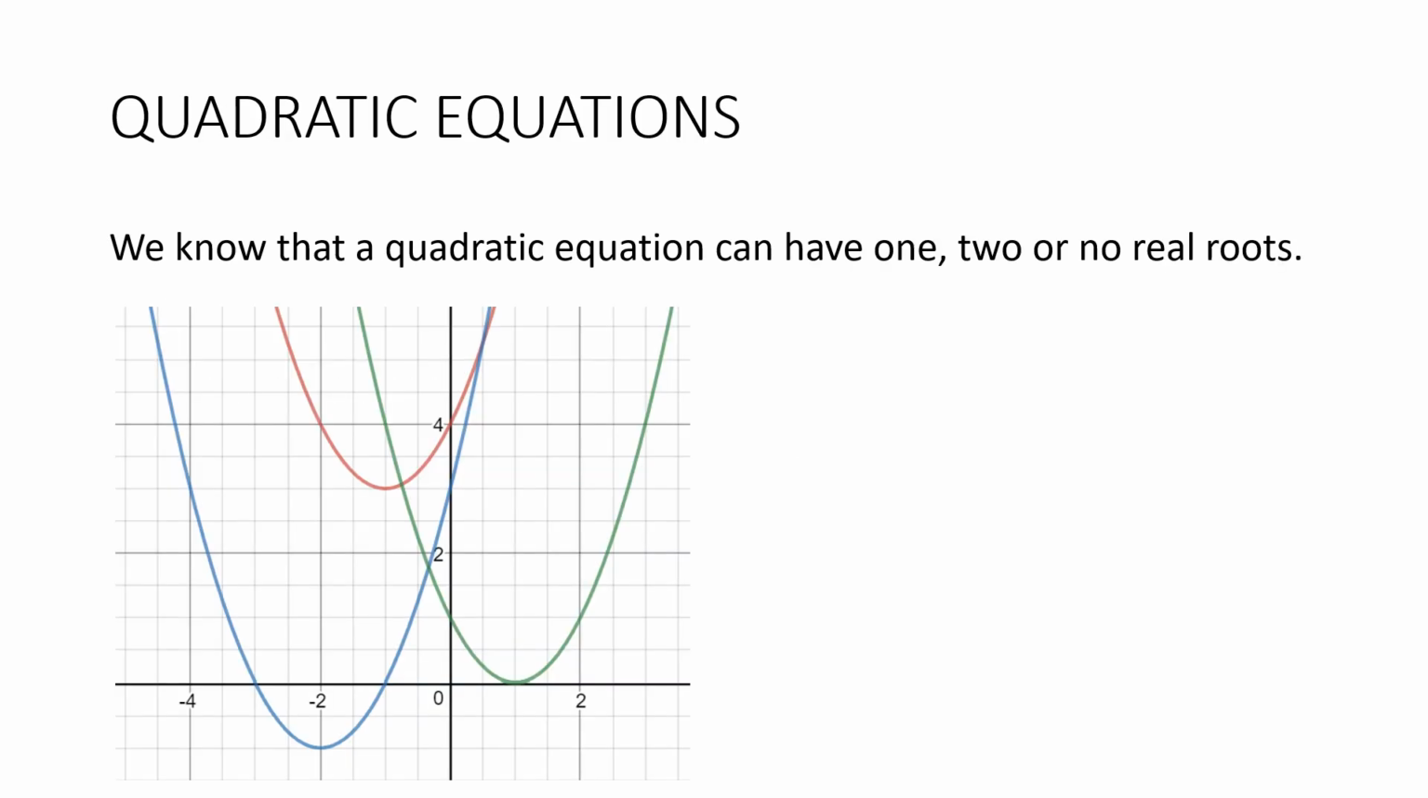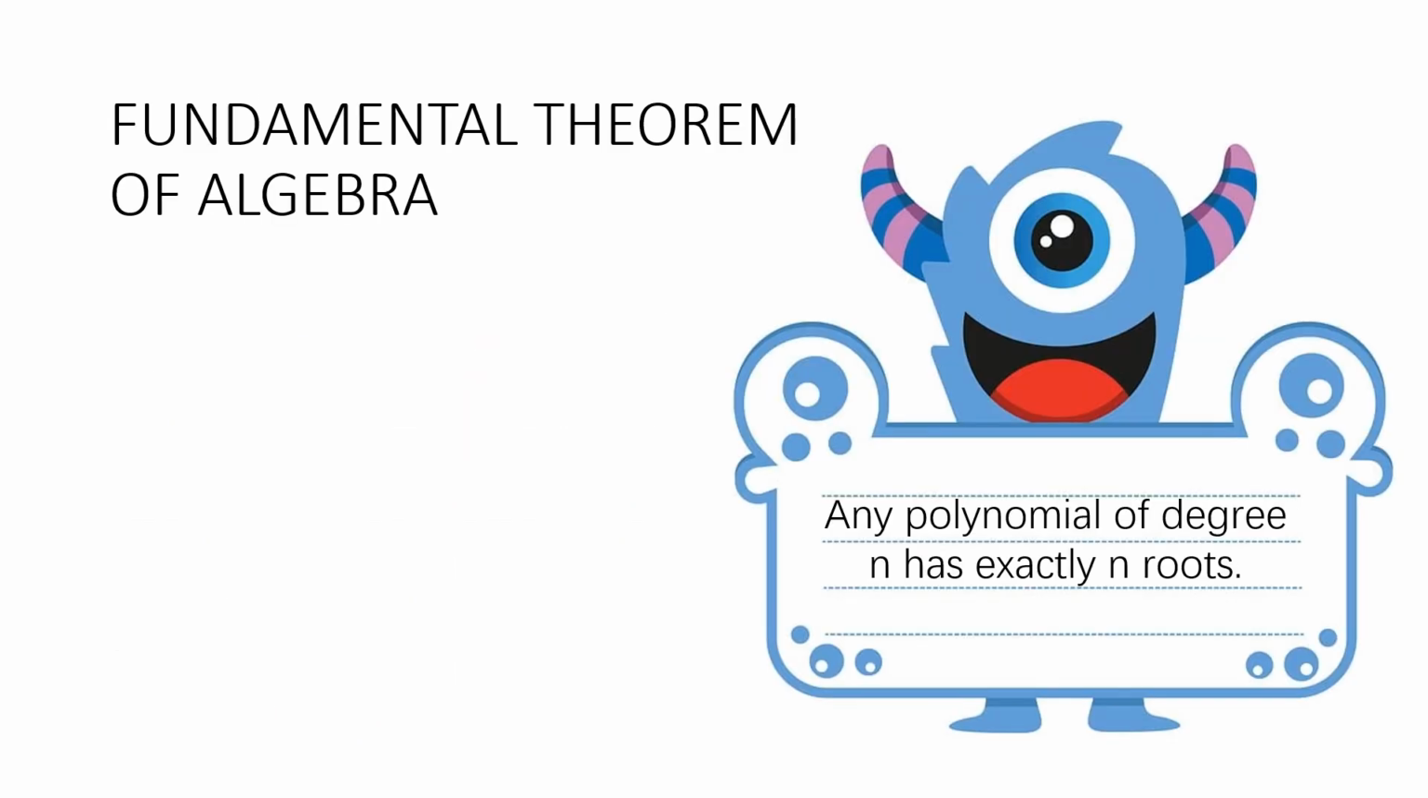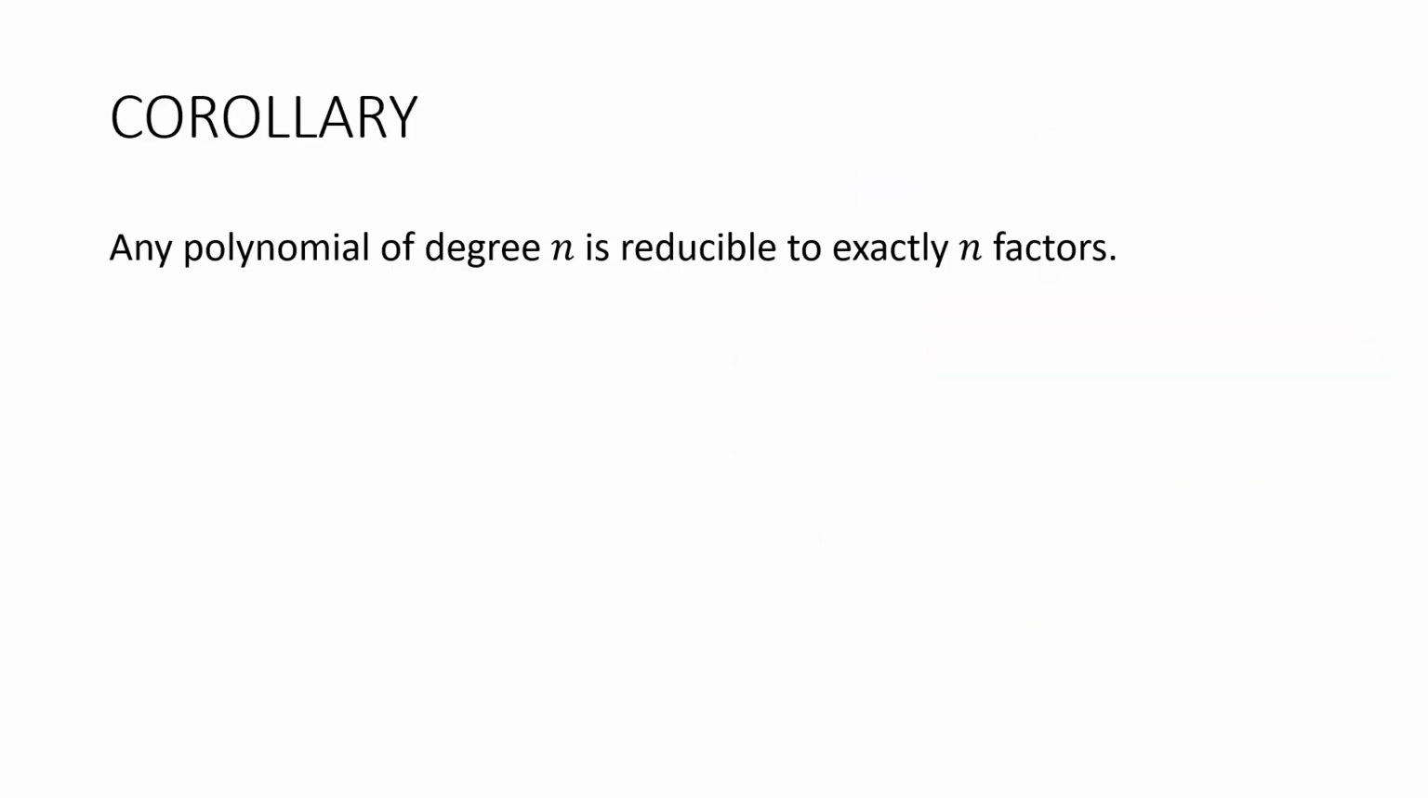Now you learnt back in year 9 or year 10 that a quadratic equation can have 1, 2 or no real roots, and these are represented by x-intercepts on the graph. But here's the thing, a quadratic equation will always have exactly 2 complex roots. Which leads us to the fundamental theorem of algebra, which states that any polynomial of degree n has exactly n roots. Now the proof of the fundamental theorem of algebra is beyond the scope of the course, so we're going to look at a corollary.